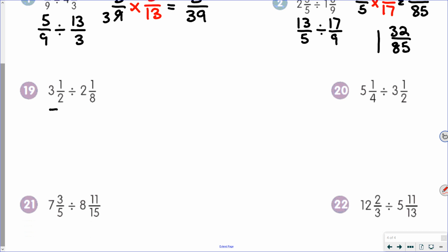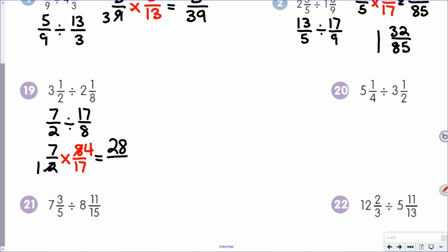So 3 1/2 is 7/2. Remember, we're still dividing. 2 1/8 is 17/8. Keep, times, turn. 8 becomes 4. 2 becomes 1 because you can divide both those by 2. 7 times 4 is 28. 1 times 17 is 17. So we get 1 and 11/17.